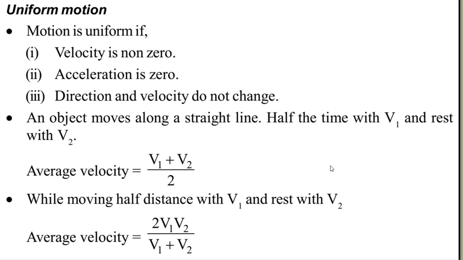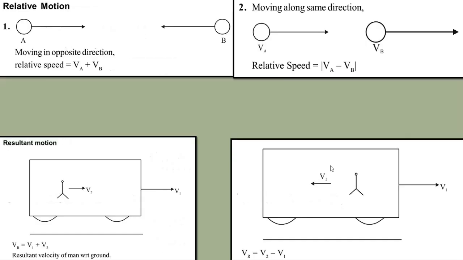An object moves along a straight line, half the time with v1 and the rest with v2. The average velocity is equal to v1 plus v2 divided by 2. While moving half the distance with v1 and the rest with v2, the average velocity is equal to 2 v1 v2 divided by v1 plus v2. Then relative motion.